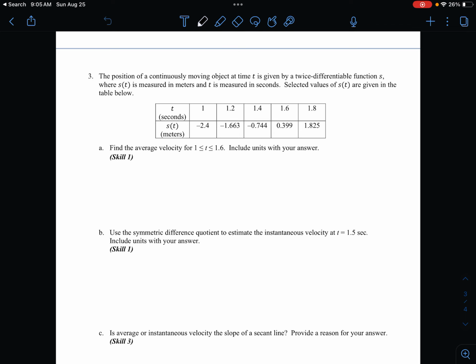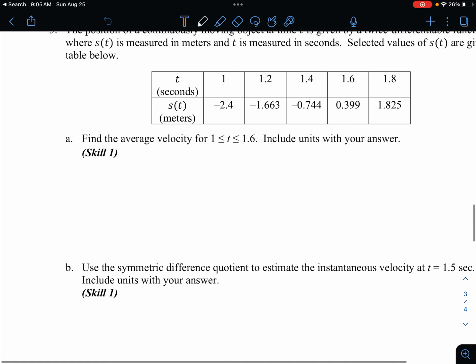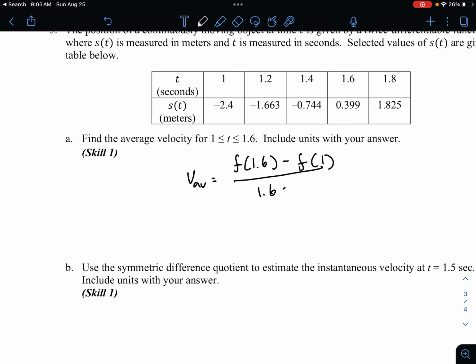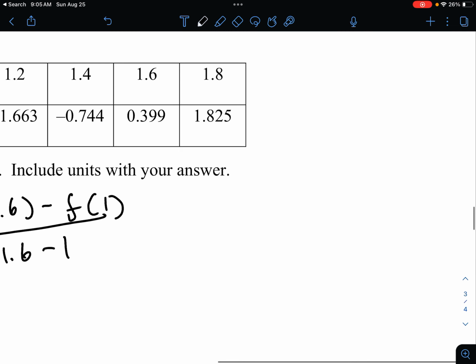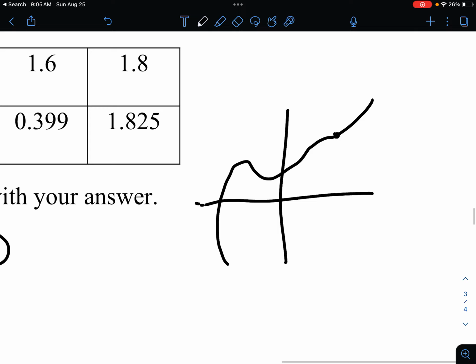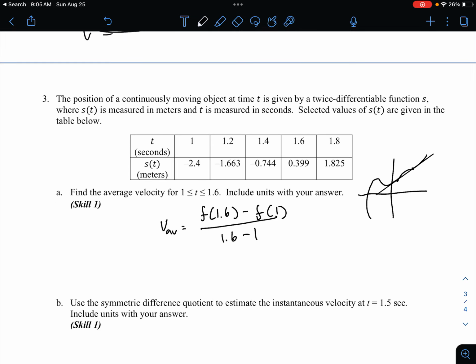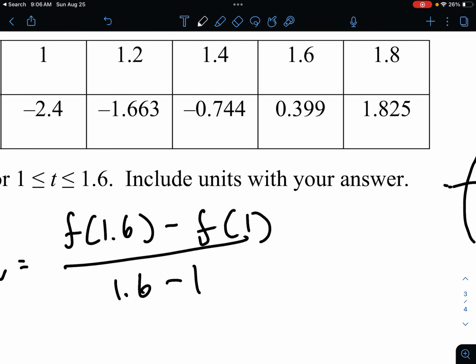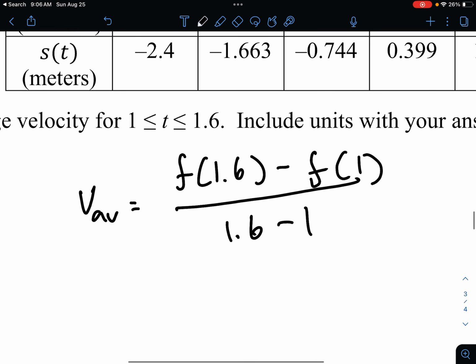So find the average velocity. If you're finding the average velocity, I'll say v average is going to equal f of 1.6 minus f of 1 over 1.6 minus 1. And what I'm really doing is finding the secant line. I don't know what my function is, maybe it's something like this. But if I have 1.6 right here and 1, I'm finding the slope of that secant. That's what I'm doing, which makes sense. I have y minus y1 over x minus x1, which is our slope equation.